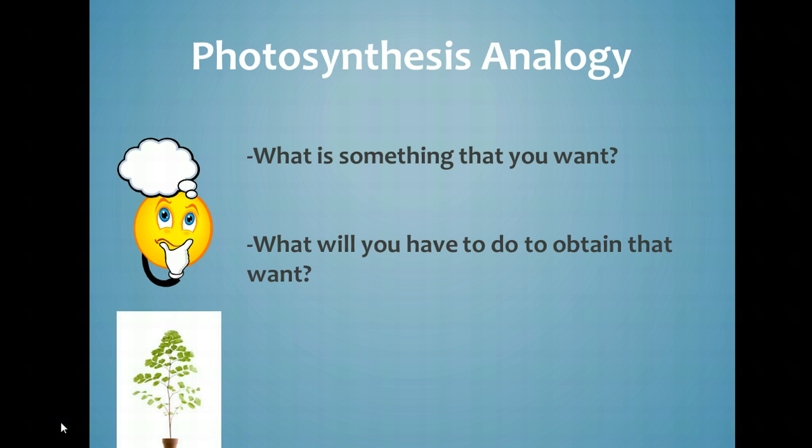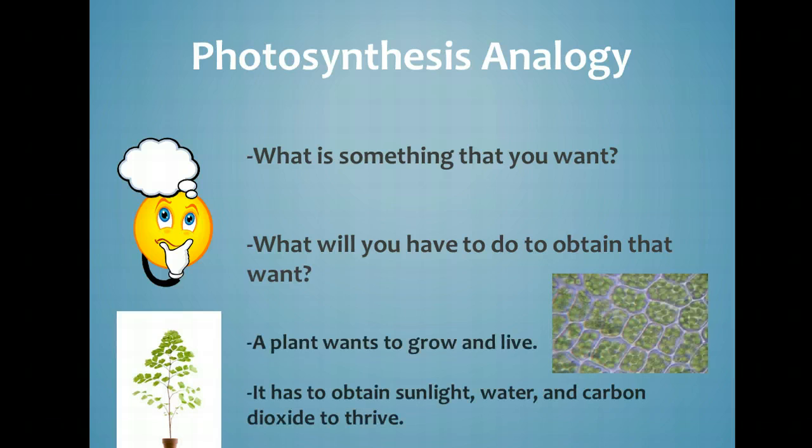If you're a plant, what do you want? What are you going to have to be able to get in order to do that? A plant wants to grow and to live. It has to obtain sunlight, water, and carbon dioxide to thrive. Thrive means survive very well.